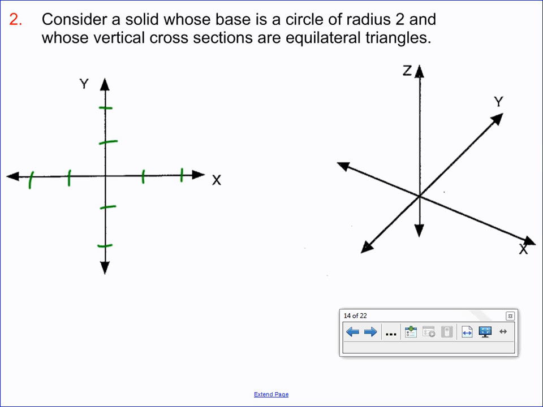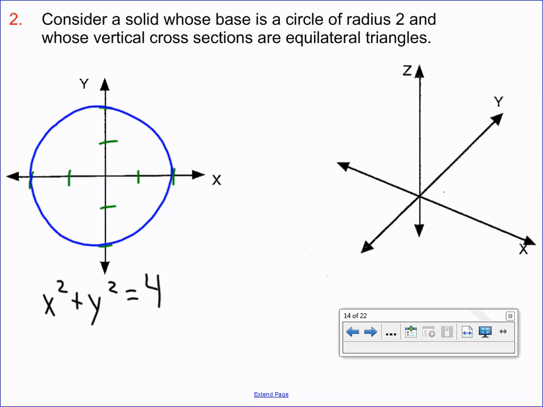Again, we have a circular base. If we missed that, we'll just move it. All right, perfect circle. Again, the formula for my circular base, general form, is x squared plus y squared equals r squared. In this case, 2 squared is 4.